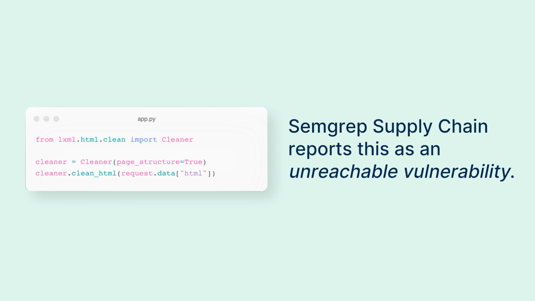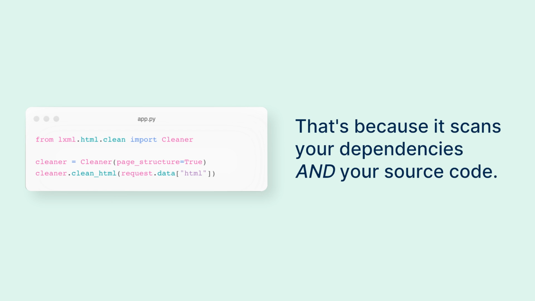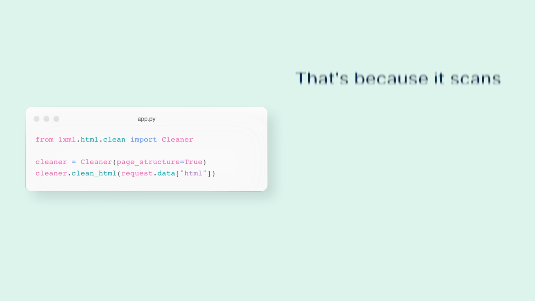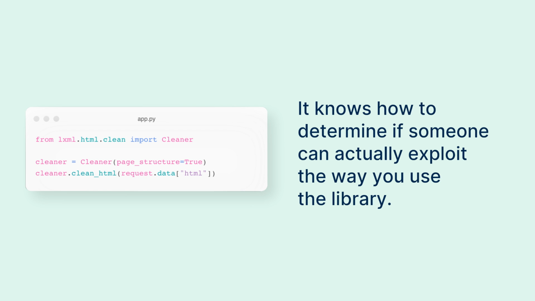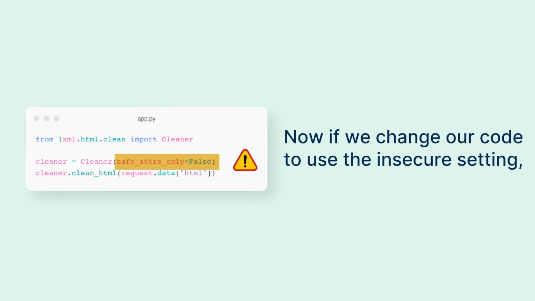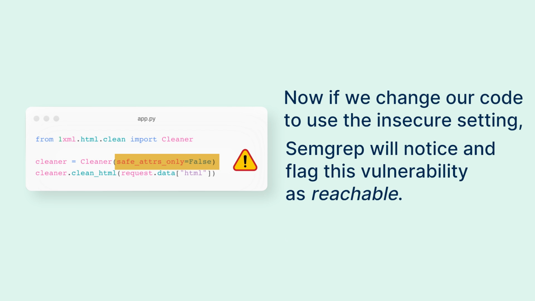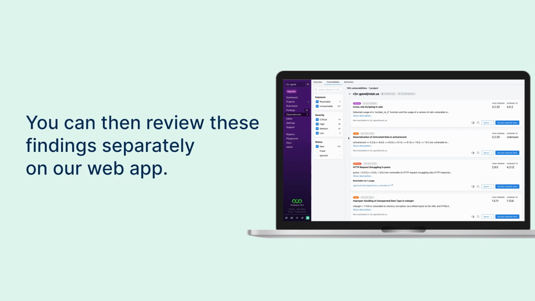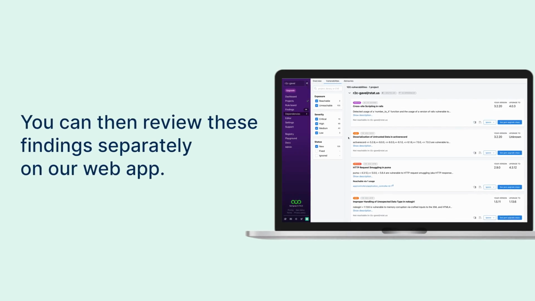Semgrep Supply Chain reports this as an unreachable vulnerability. That's because it scans your dependencies and your source code. It knows how to determine if someone can actually exploit the way you use the library. Now if we change our code to use the insecure setting, Semgrep will notice and flag this vulnerability as reachable. You can then review these findings separately on our web app.